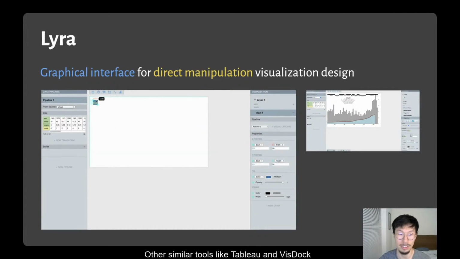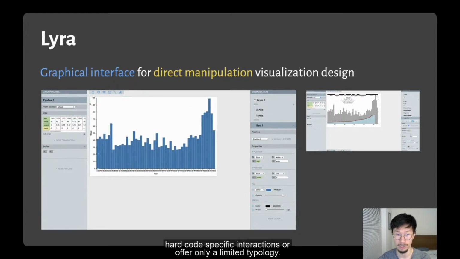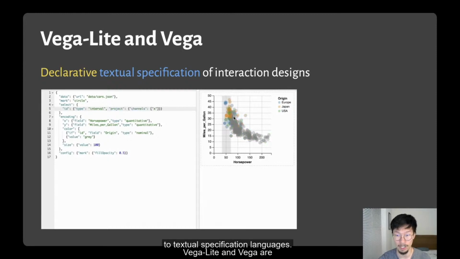Other similar tools like Tableau and VisDock support some interactivity, but either hardcode specific interactions or offer only a limited typology. To create custom interactive visualizations, users instead turn to textual specification languages. Vega-Lite and Vega are prominent examples in this space, and in fact, Lyra exports visualizations by generating Vega specs. However, using text-based languages to design interactions has several usability drawbacks. The main one being that there's a poor closeness of mapping between text and interaction, which makes the relationship between input and output less clear.